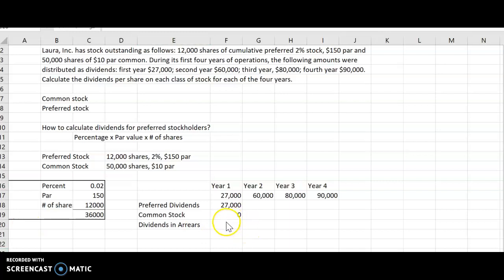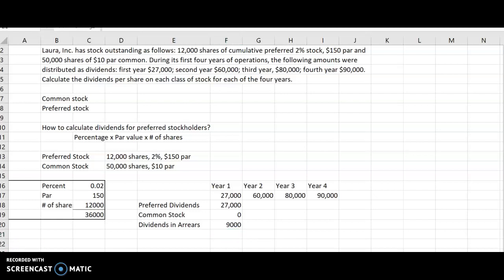And dividends in arrears is the amount that we could not pay to our preferred stockholders. Okay, so we originally owe them $36,000, but we could only pay them $27,000, so we owe them $9,000.